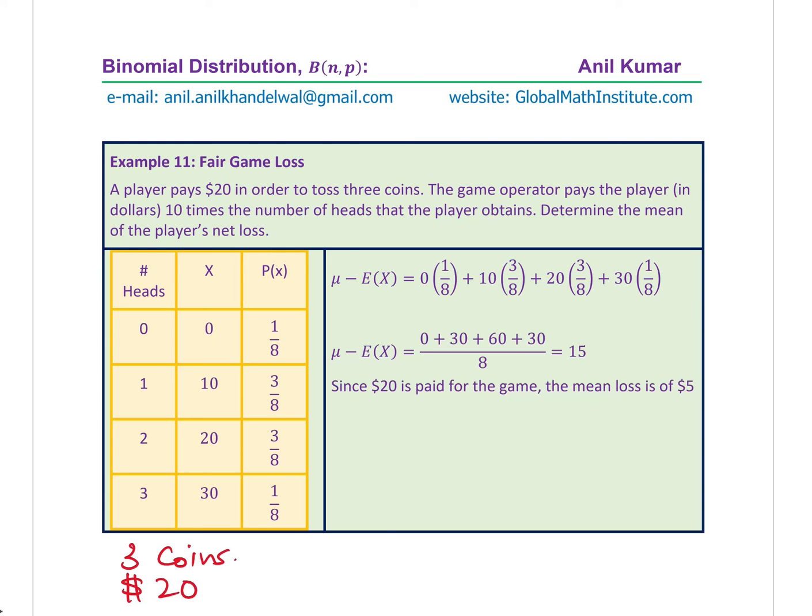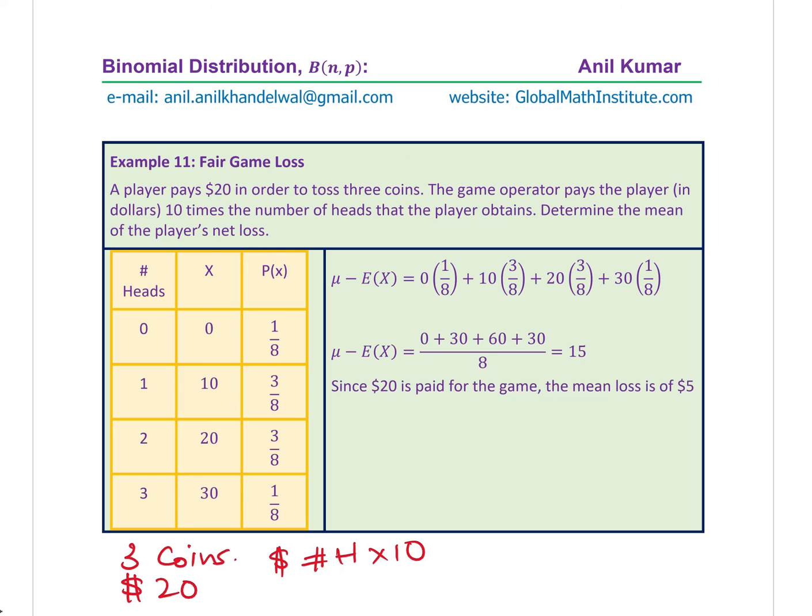The game operator pays the player in dollars 10 times the number of heads. So it is number of heads times 10. That much dollars is being paid, right? So 10 times the number of heads that the player obtains. Determine the mean of the player's net loss. So we'll again find the expected gain in this. And since we know $20 is being paid, the difference between 20 and the expected gain will be the loss.